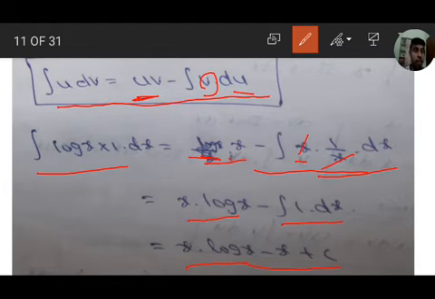If you take x common, log x minus 1 will come. As it is, you can keep it. x into log x minus x plus c is the answer.